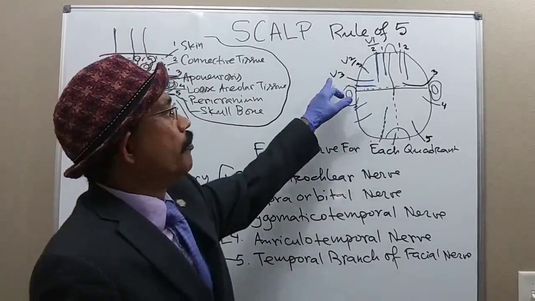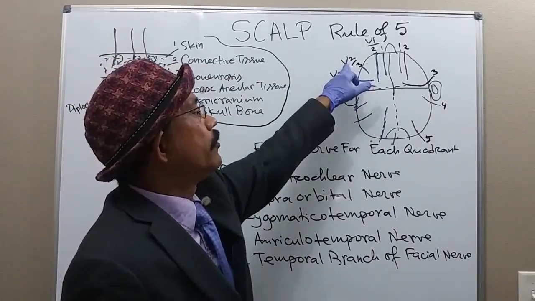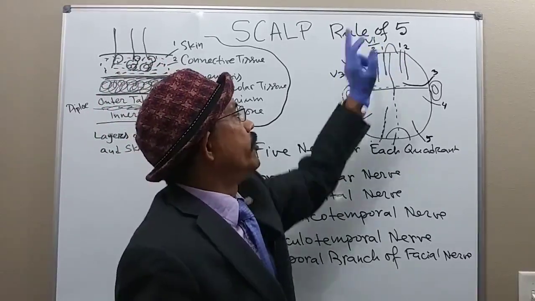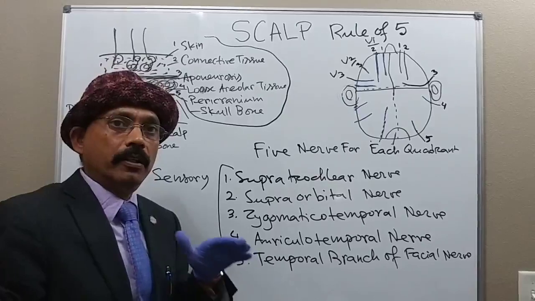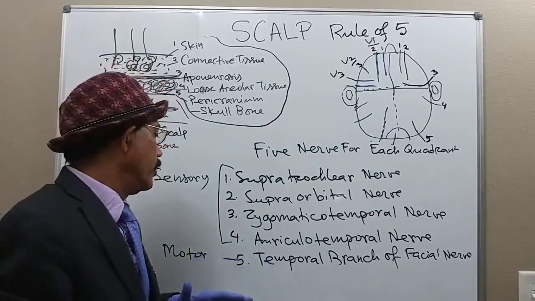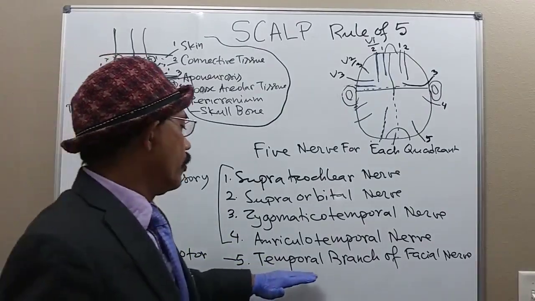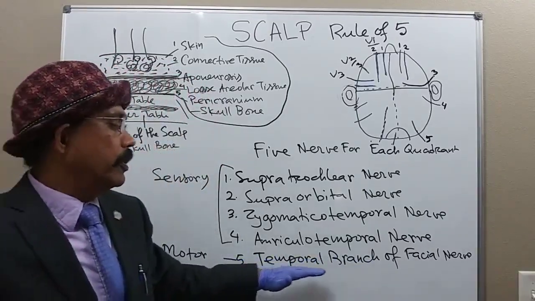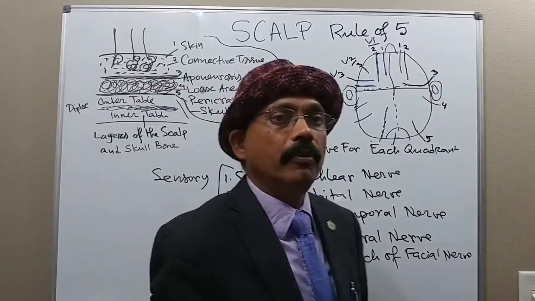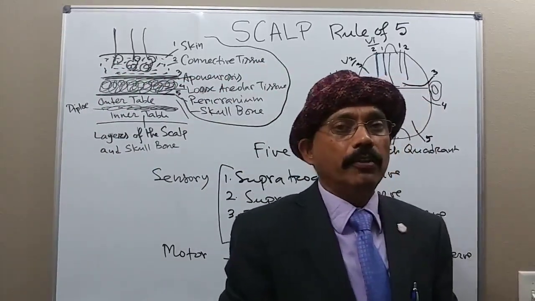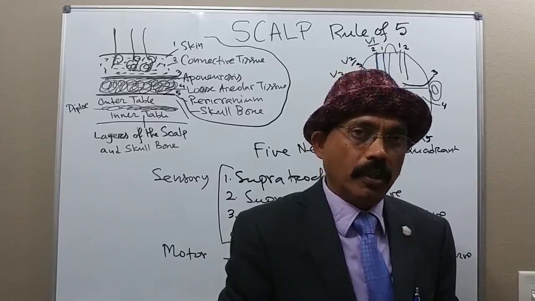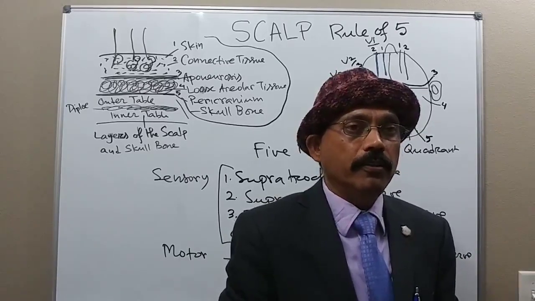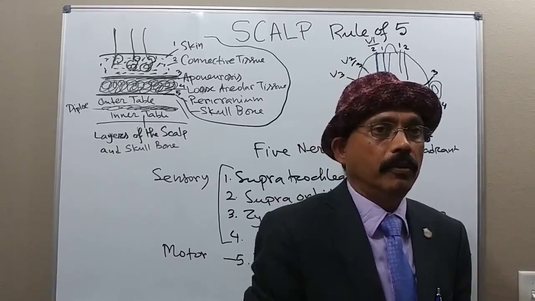V3 means the mandibular nerve, V2 means the maxillary nerve, and V1 means the ophthalmic nerve. These are the divisions of the trigeminal nerve. Okay, we got that. The motor nerve, the temporal branch of the facial nerve, is motor, so it should innervate a muscle. What is that muscle? It innervates the frontal belly of the occipitofrontalis muscle. It also innervates the auricularis anterior and auricularis superior muscles.